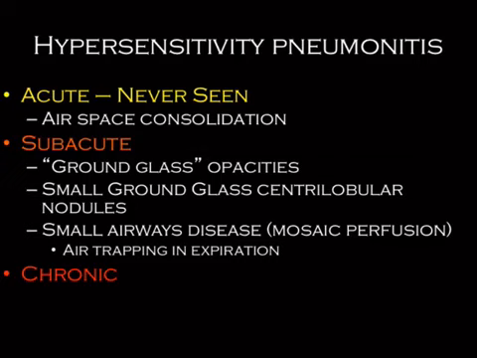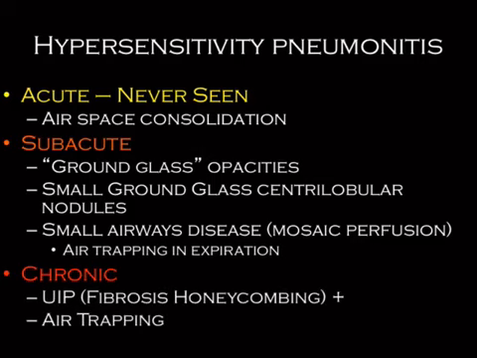Now, the chronic hypersensitivity pneumonitis is sometimes called the head cheese sign just because it looks like a whole bunch of different stuff mixed up together. And the way to remember it is basically you still have air trapping, which is going to look like a mosaic attenuation pattern. And then you've got fibrosis and honeycombing. So after a long period of time of being inflamed, the lung eventually gets fibrosed. So UIP plus air trapping is chronic hypersensitivity pneumonitis. And subacute is the centrolobular ground glass nodules.